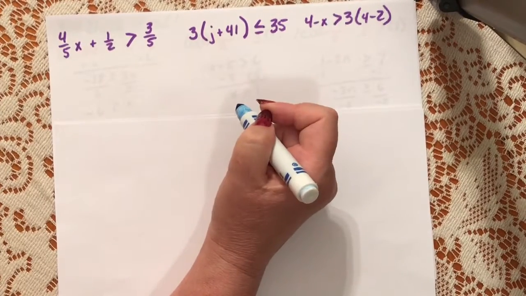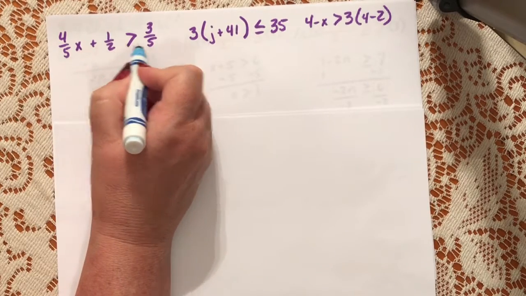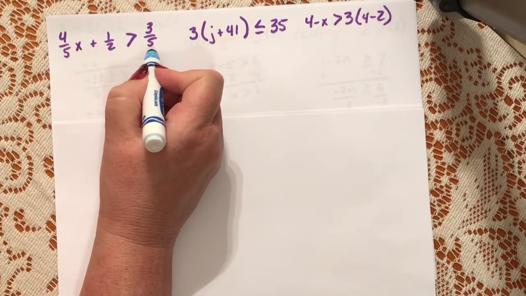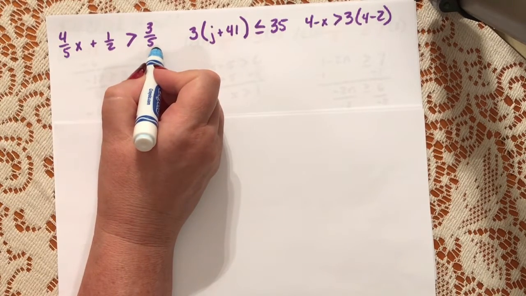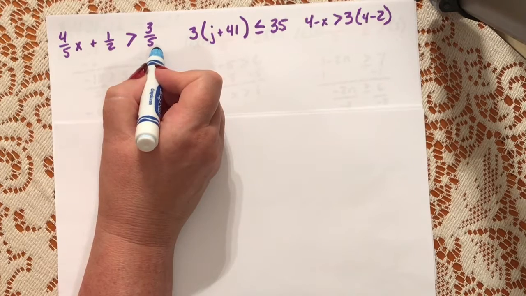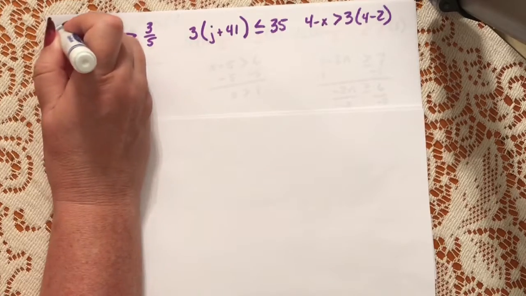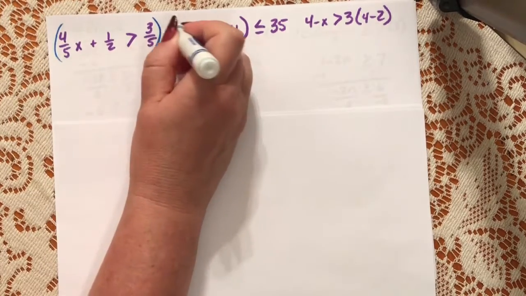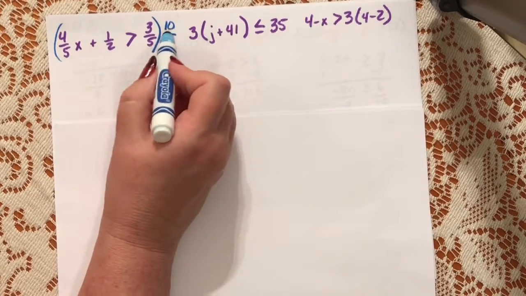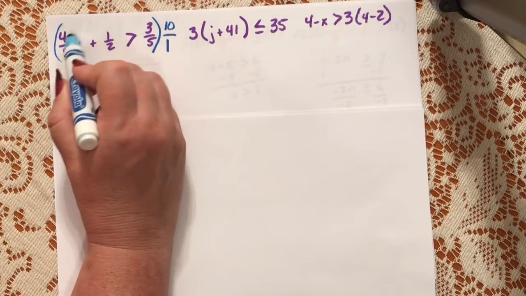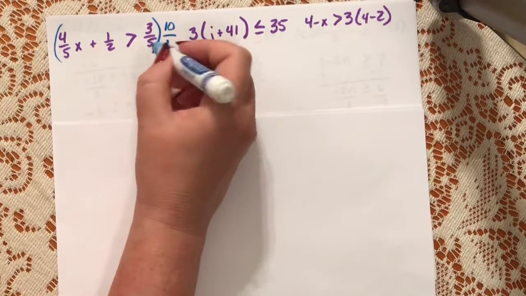Here we notice that the problems are getting a little more complicated. 4/5 x plus 1/2 is greater than 3/5. One of the things they recommend doing is multiplying by a number that will get rid of all of your denominators. And 5 and 2 both go into 10. So if I multiply everything by 10 over 1, I have to make sure I distribute this 10 to every single item in this equation.